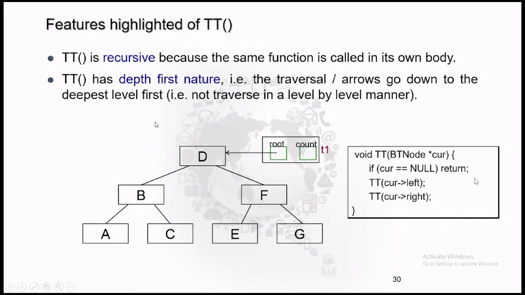The nature of the TT is that it's always depth first. Depth first means that it will always go down to the deepest level until it cannot find anything. Then it will reverse back until it can find something. So it is actually depth first in nature for the tree traversal.